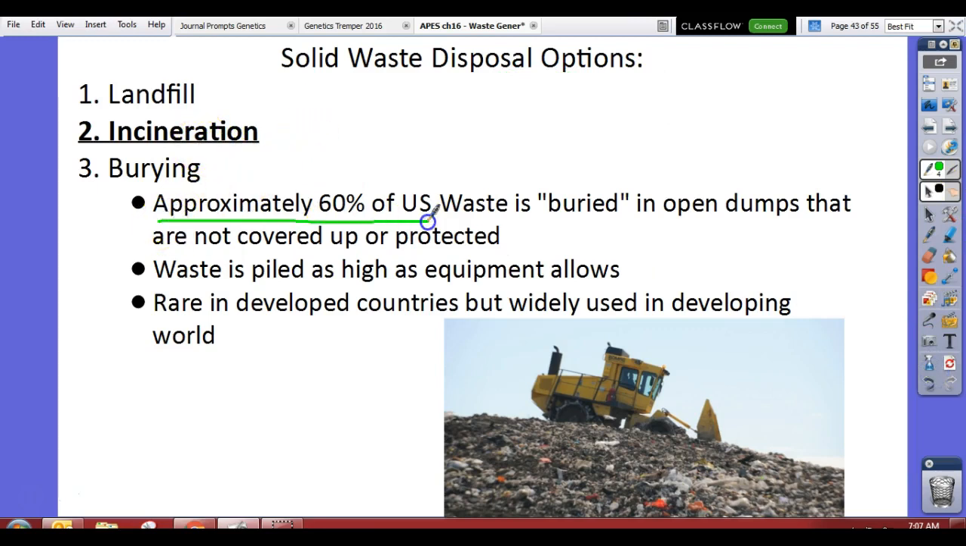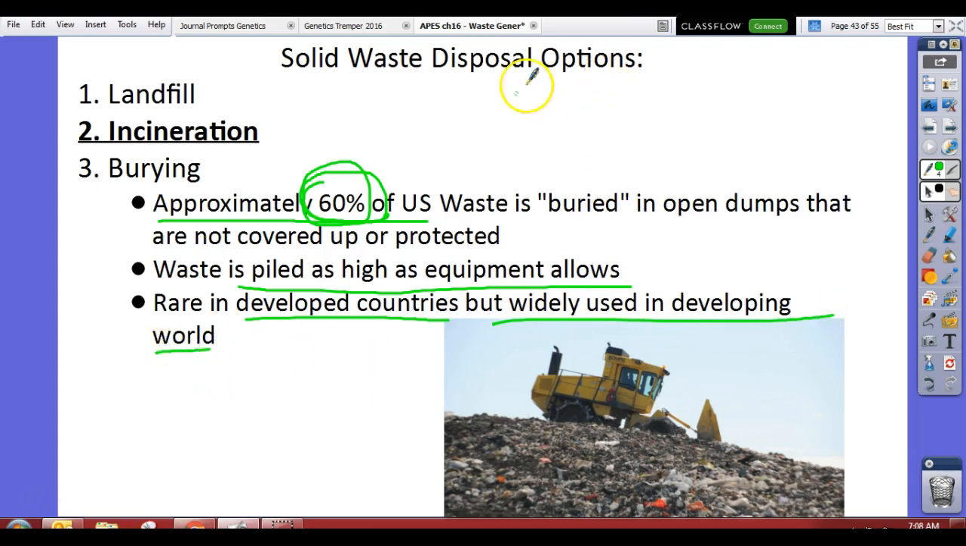So approximately 60% of U.S. waste is buried in open dumps, and they're not covered, it's just literally a heap of trash. And waste is piled as high as you can. It's more rare in developed countries, but you'll notice 60% of our waste, we're a developed country, is buried in open dumps. But it's widely used in the developing world. They don't have the materials and resources to make a beautiful looking landfill. So what they do is they just bury it.